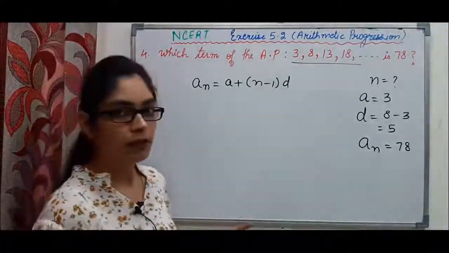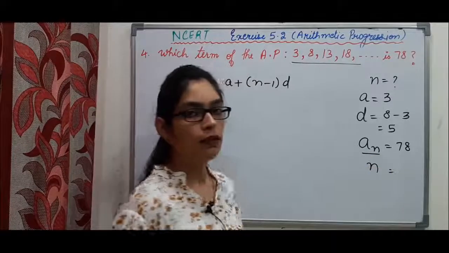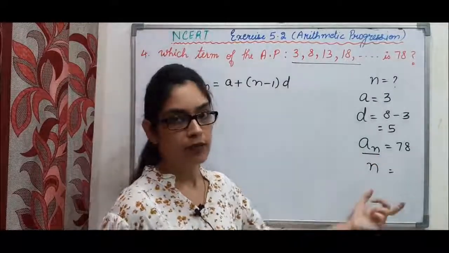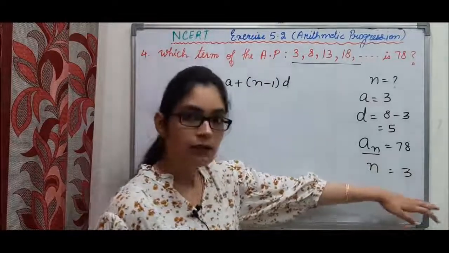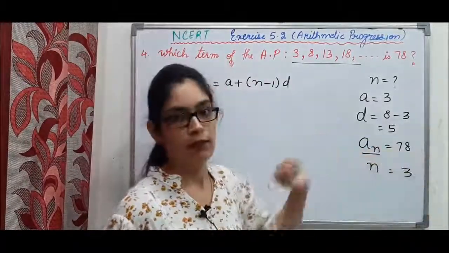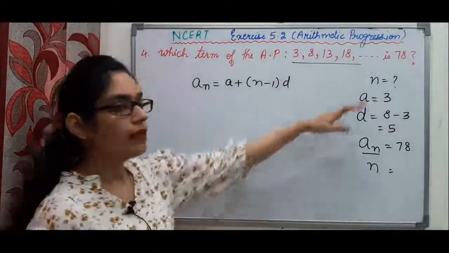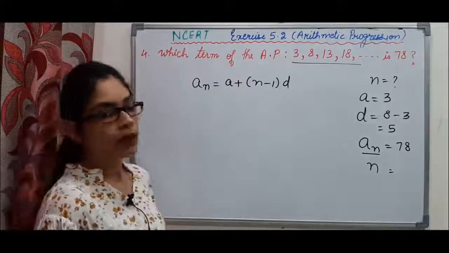And don't get confused between the value of an and n. n is the number of the term and an is the value of that term. Like if we are talking about the third term, n is 3 but the value will be 78. So this is the difference between n and an. So an you have to suppose. Now let's substitute the values accordingly.